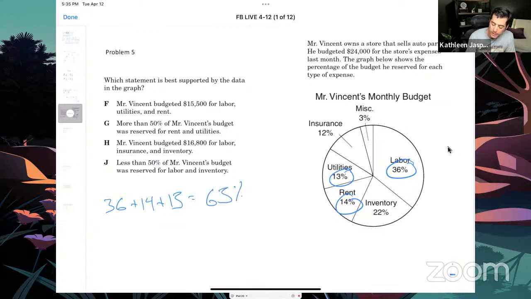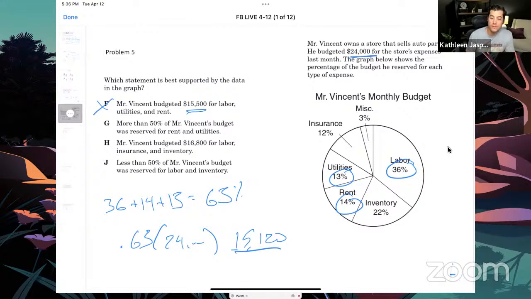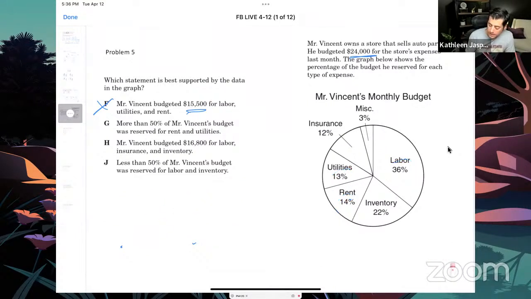And so we've got, remember, 24,000 is what we're budgeting. So pick up a calculator, it's already in your calculator, do 0.63 times 24,000. And we get 15,120. Is 15,120 the same as 15,500? No. So there we go. That's why with this type of problem, you got to work quick. So we're done with that one. We've eliminated that. We need to find one that works. So on to the next one.